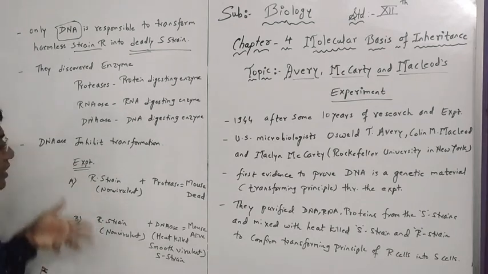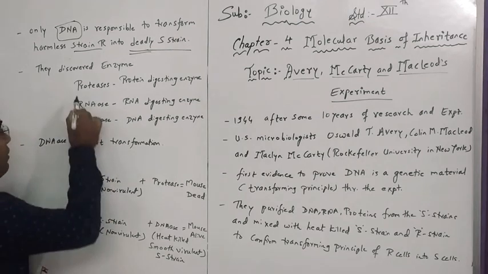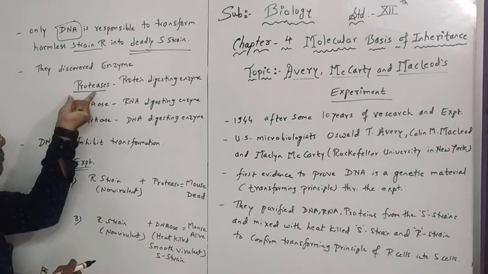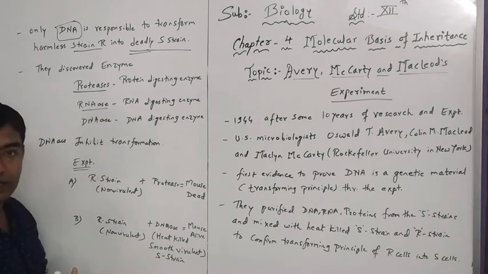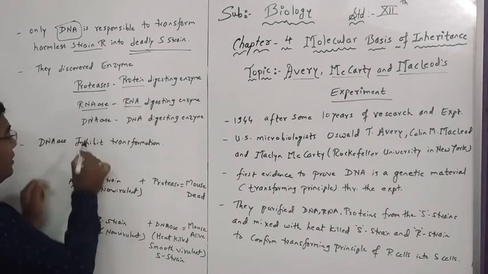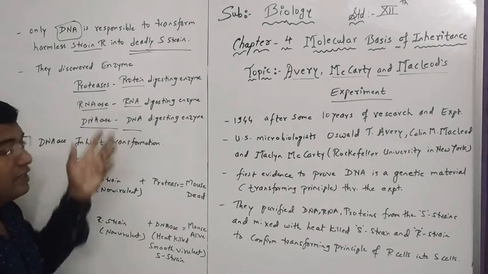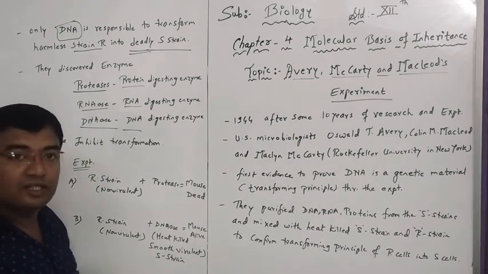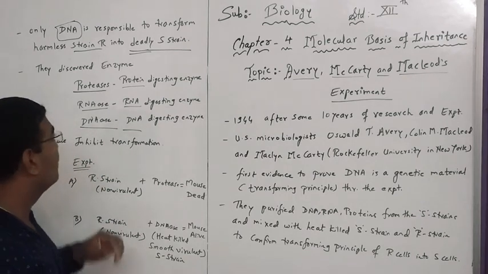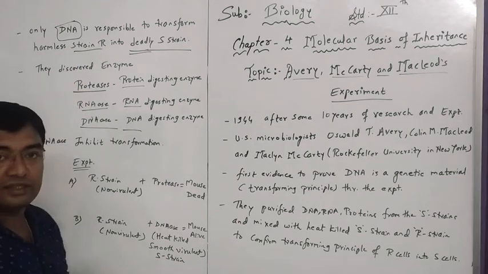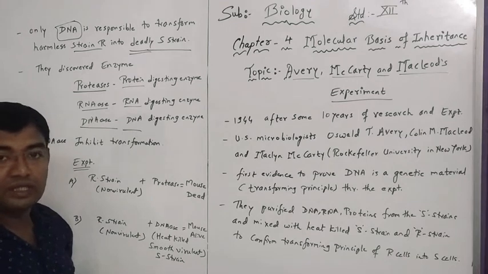So they tried different experiments and came to the conclusion using 3 different kinds of enzymes. The first enzyme was protease. The name itself says protein. Protease is the protein-digesting enzyme. Second is RNase. RNase is the RNA-digesting enzyme. And third is DNase. DNase is the DNA-digesting enzyme. So they tried 3 different combinations to prove the theory that DNA is responsible for the genetic material. In this, DNase inhibited the transforming principle. It means when they tried the experiment with protease and RNase, they found that the R strain was not converted into the S strain and the mouse was still alive.